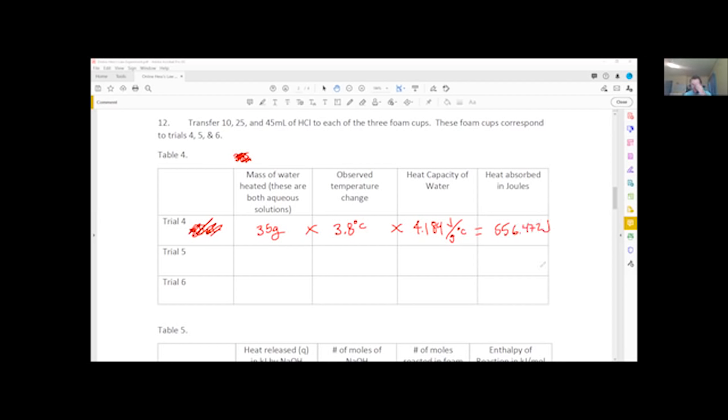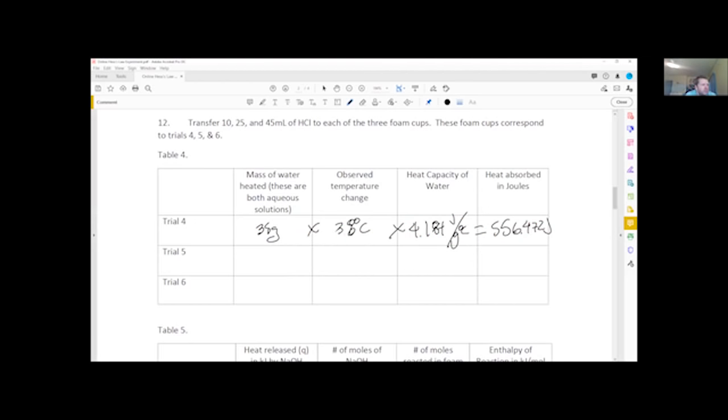Oops, I was using the wrong function. I've got to clear my drawings. Okay, what I'm going to do is write 35 times 3.8 degrees Celsius times 4.184. I'm going to make this disappear in just a second, so it'll be a little more clear. 556.472 joules. And it's gone.